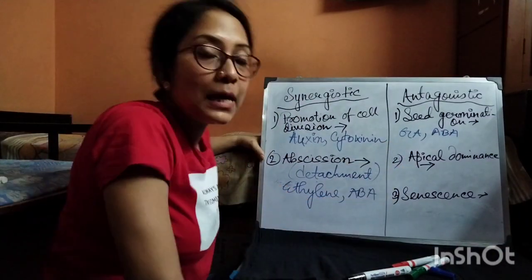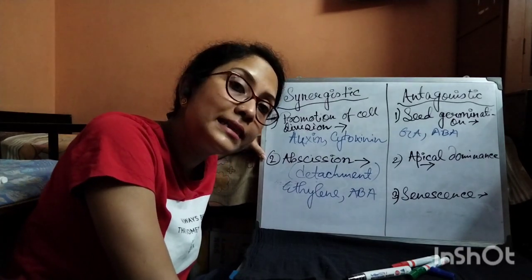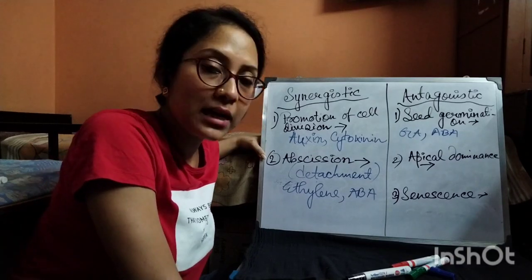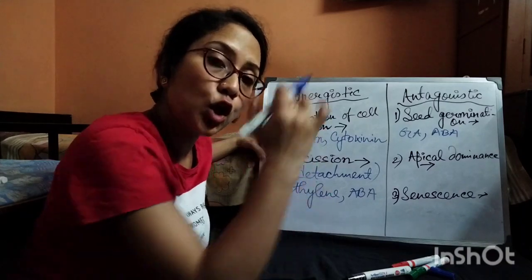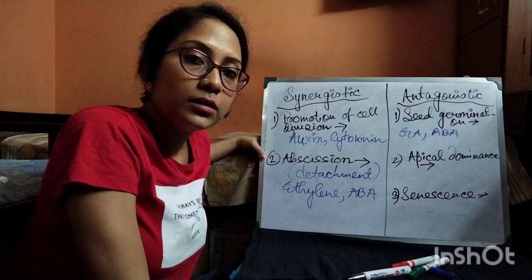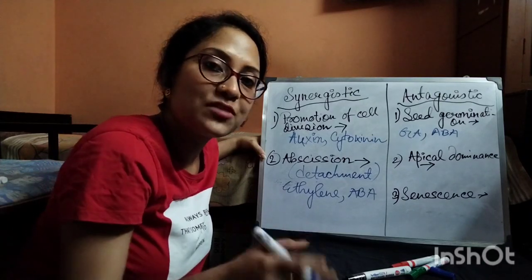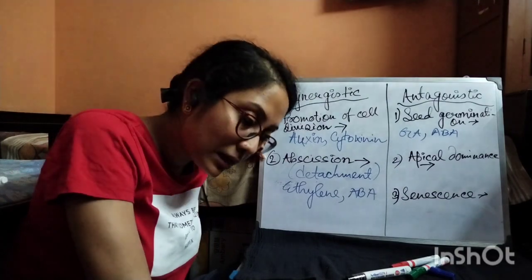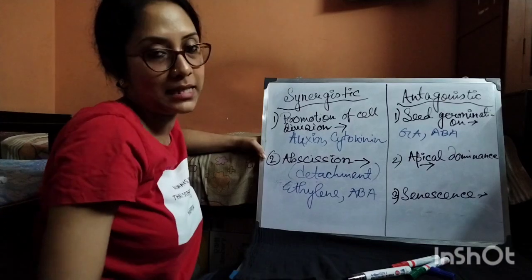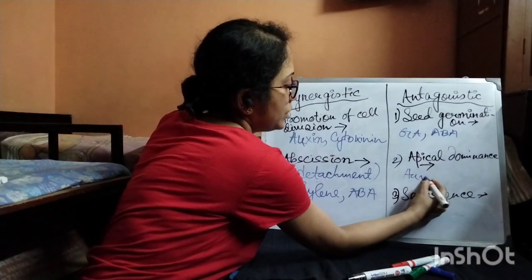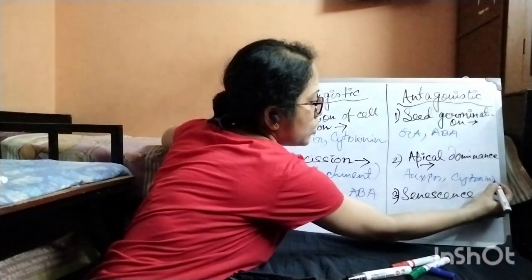The second point is apical dominance. What is apical dominance? From the previous class, I think you all can recall, students. Apical dominance is the formation of the apical bud at the top of any tree, and due to the apical dominance, the lateral buds will not form. What are the two hormones that act antagonistically in this case? The hormones are auxin and cytokinin. I think you all can recall.